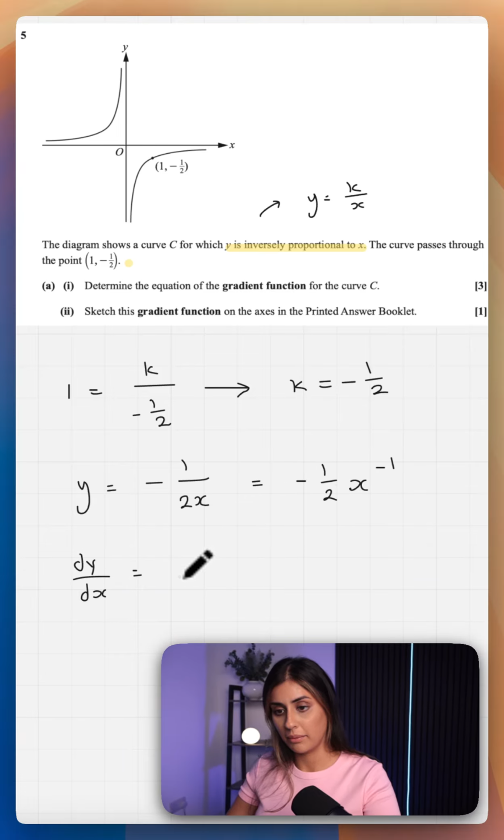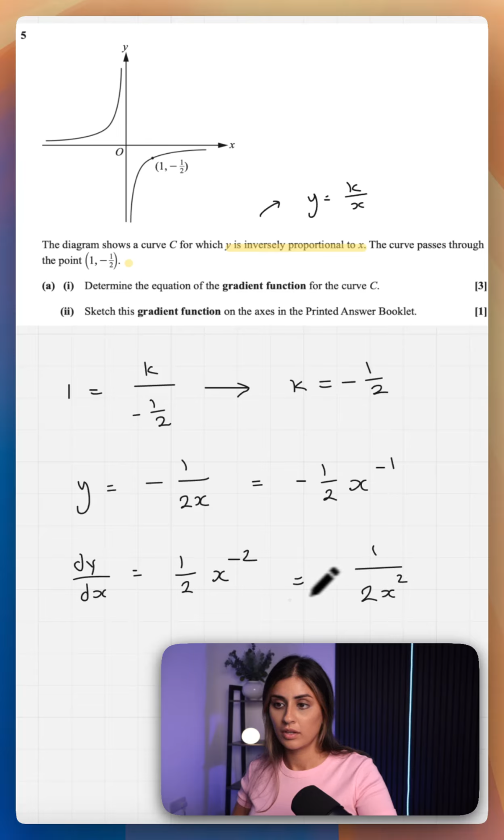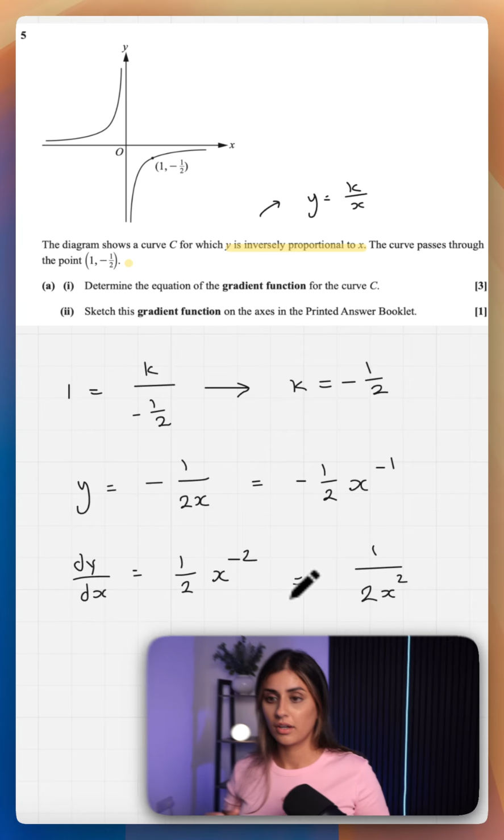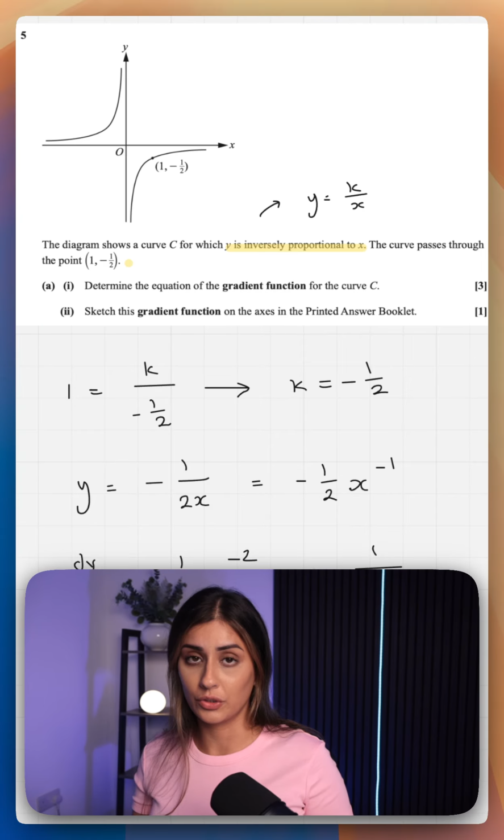We multiply by the power. That gives us a half, and we minus 1 from the power. This is the same as 1 over 2x squared. That should be enough for 3 marks. And then we want to sketch the gradient function. I'm going to show you how to do this on your calculator.